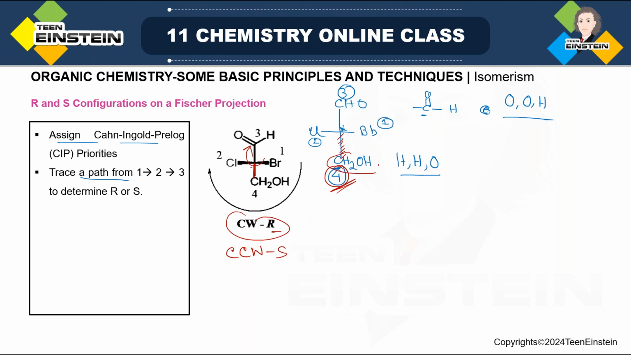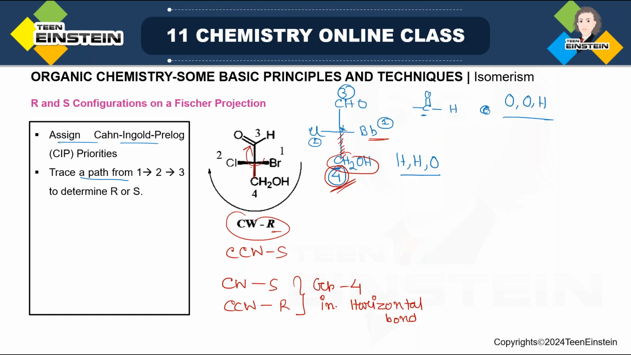But suppose the lowest priority group is not in the vertical bond. Suppose it is in horizontal. That means it is towards you. In that case, this CW will change to S and CCW, counterclockwise or anti-clockwise, will change to R, when the least priority group, that is group 4, is in a horizontal bond. But if it is in a vertical bond, you don't have to worry.